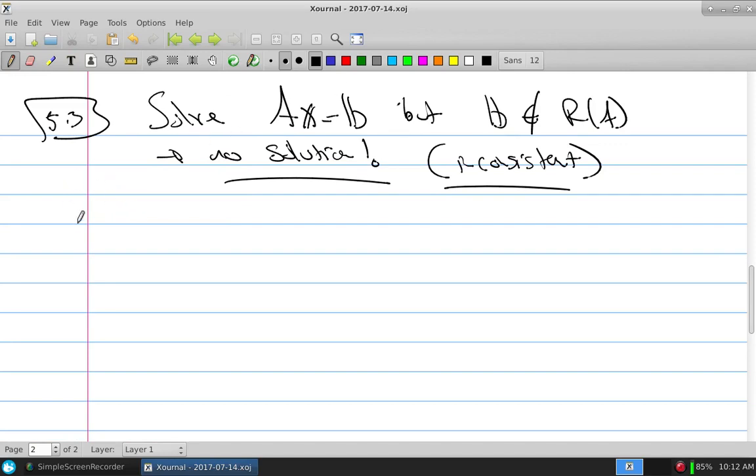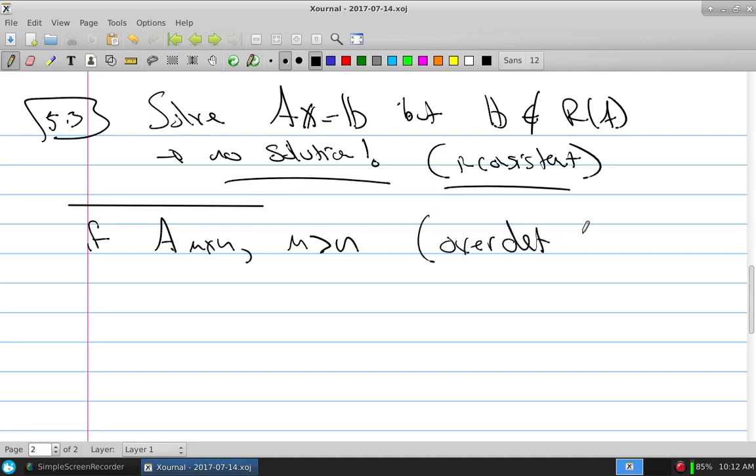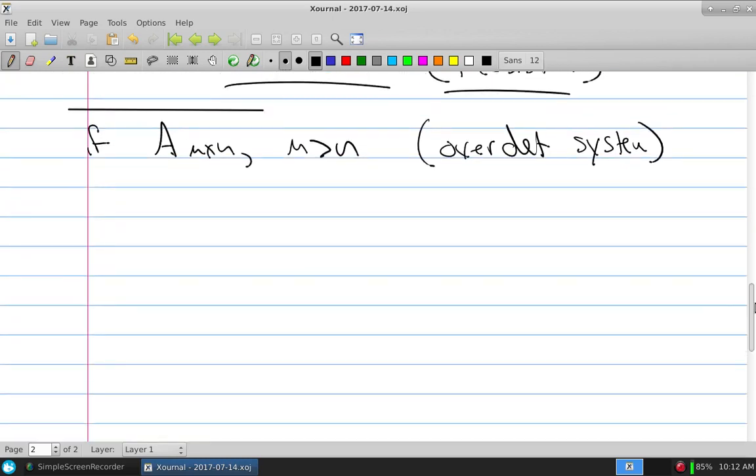But we're going to restrict this problem. Fine, it's inconsistent, but let's take a class of this problem. Say A is m by n, but m is greater than n. This is an overdetermined system. And when we calculate the rank of A, what does the rank count? When I put A into row echelon form, and I look for lead variables versus free variables, what does the rank count?